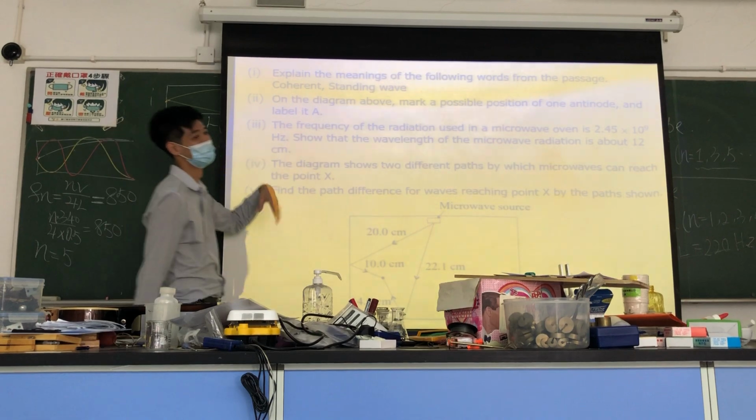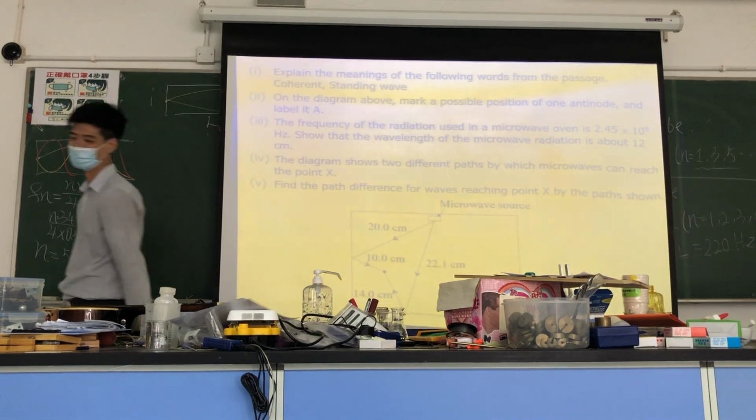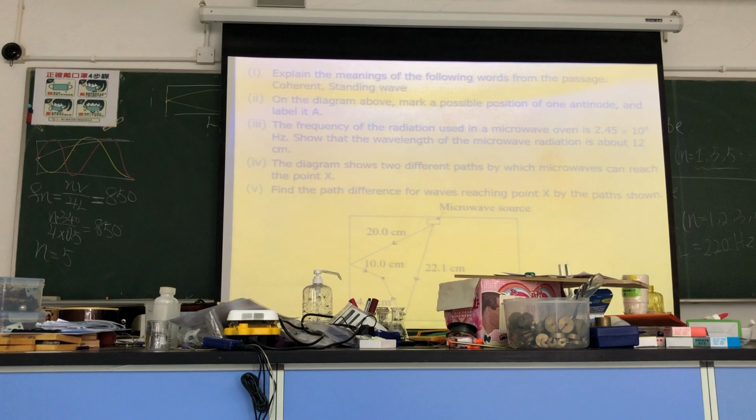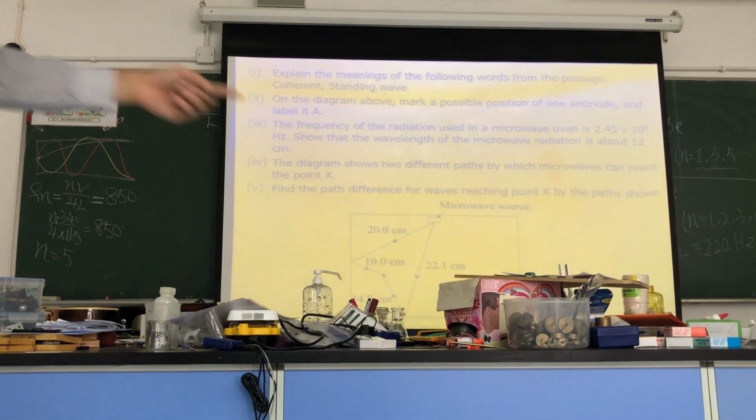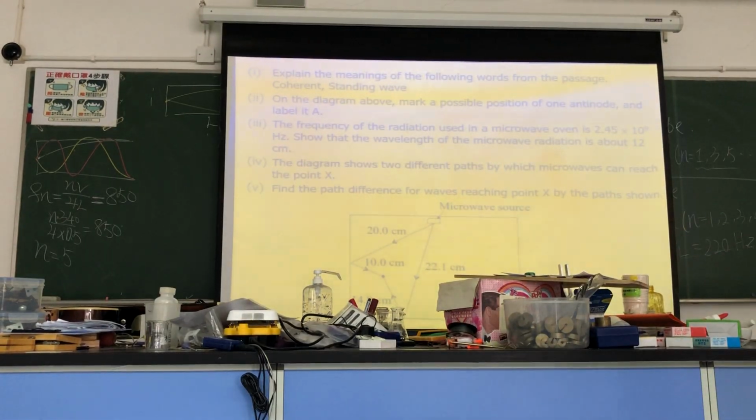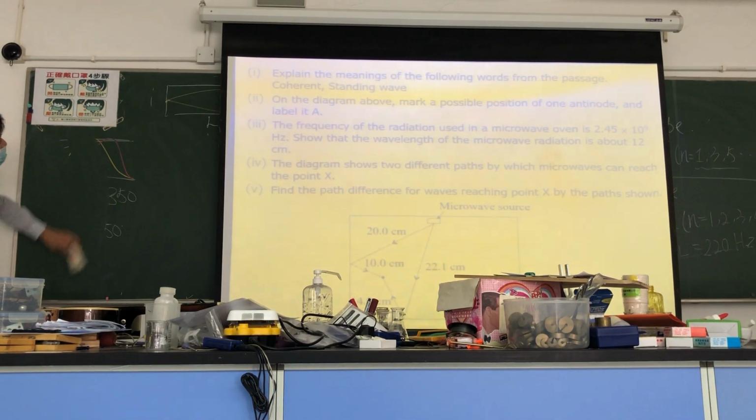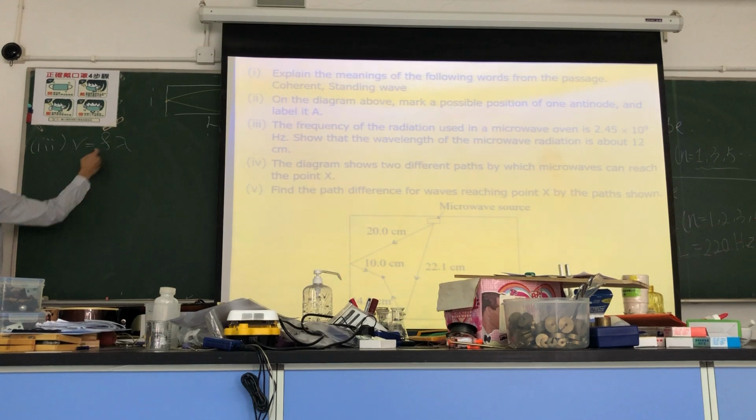Wavelength 點揾啊？What is the velocity of the microwave? 3 times 10 to the 8.